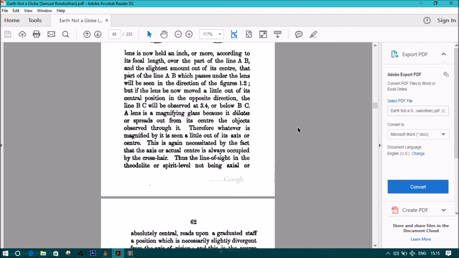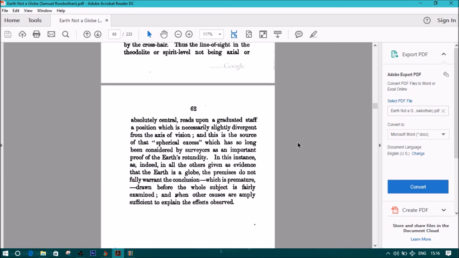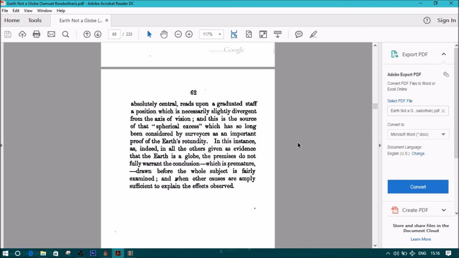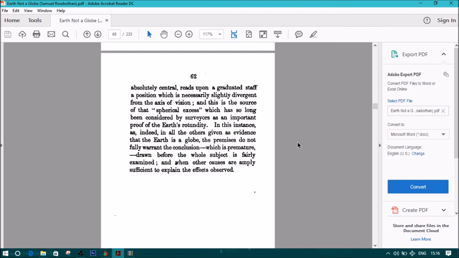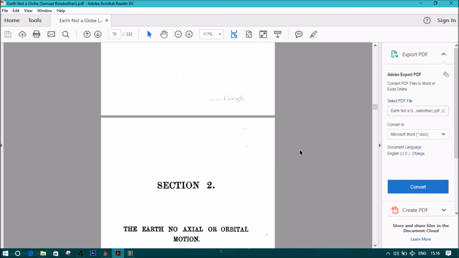This is, again, necessitated by the fact that the axis or actual center is always occupied by the crosshair. Thus, the line of sight in the theodolite or spirit level, not being axial or absolutely central, reads upon a graduated staff a position which is necessarily slightly divergent from the axis of vision, and this is the source of that spherical excess which has so long been considered by surveyors as an important part of the Earth's rotundity. In this instance, as indeed in all others given as evidence that the Earth is a globe, the premises do not fully warrant the conclusion, which is premature, drawn before the whole subject is fairly examined, and when other causes are simply sufficient to explain the effects observed. Zetetic Astronomy, Earth Not a Globe, Section.